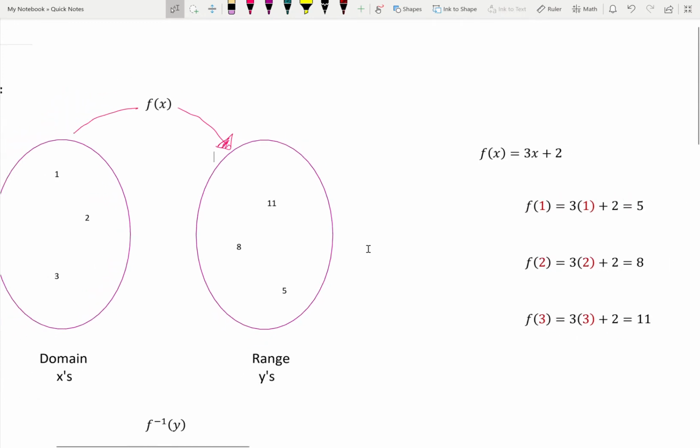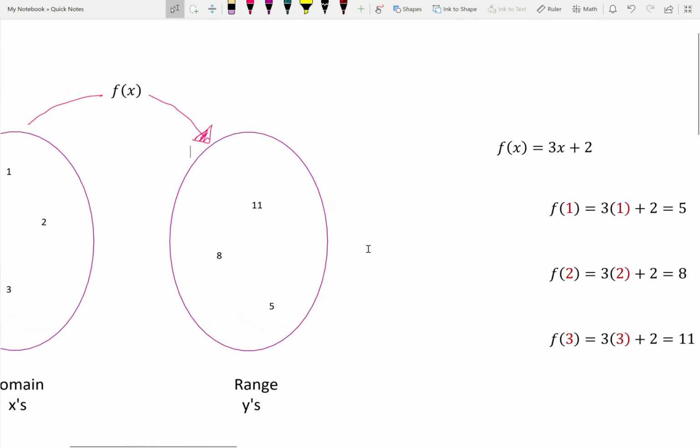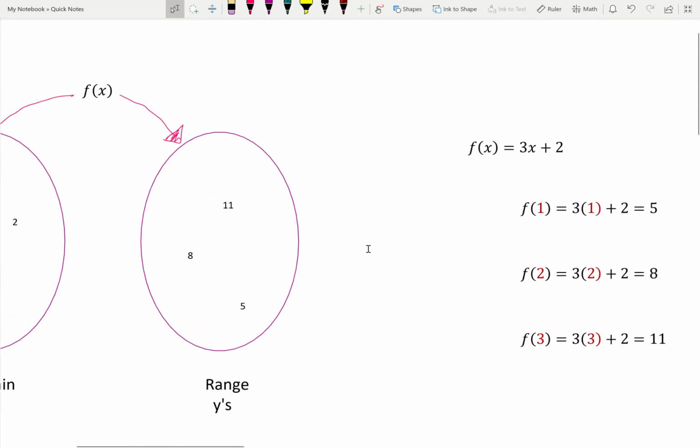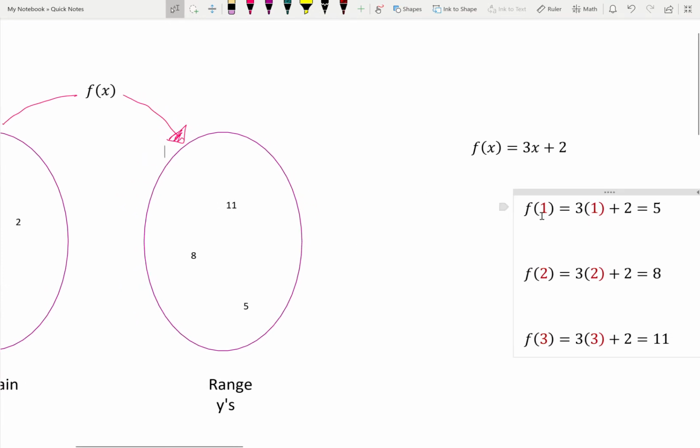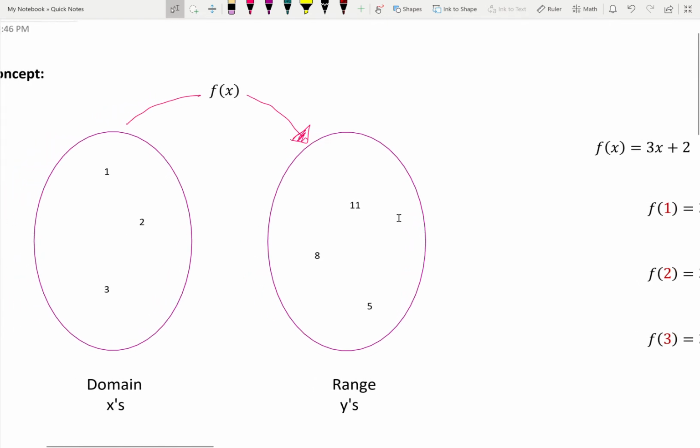So for instance, let me zoom out just a hair. If my function was f of x equals 3x plus 2, then if I plug 1 into this function, my function will spit out a 5. That means 1 will be mapped, this is going to look ugly, but 1 will be mapped to the number 5.